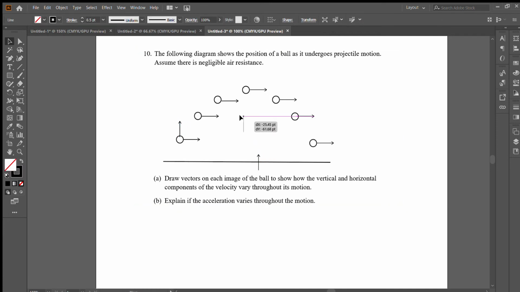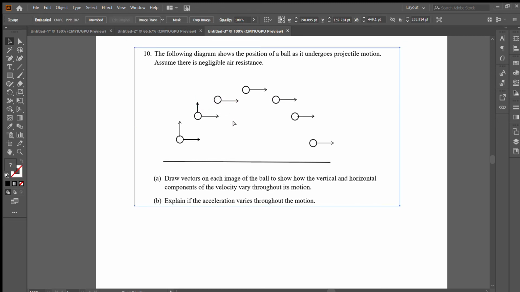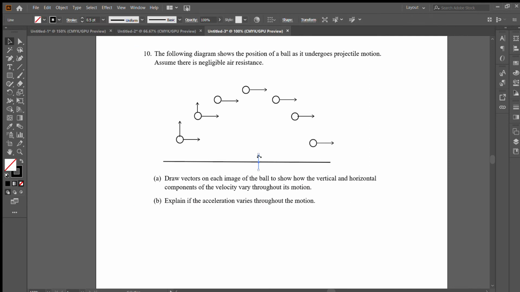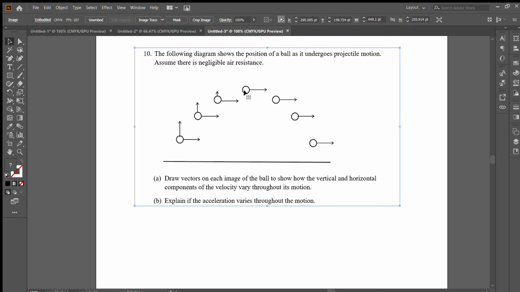So we'll put this here and just decrease the size a little. And again for the next one. And so that's just a pinch smaller again. Now at the maximum height, the vertical component of the velocity is 0, so we don't draw a vector for the one at the maximum height.